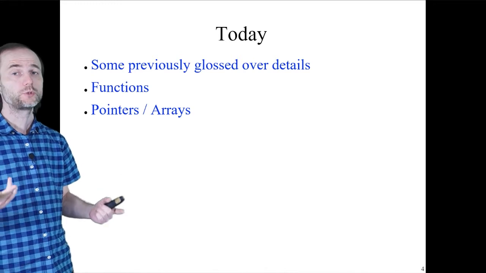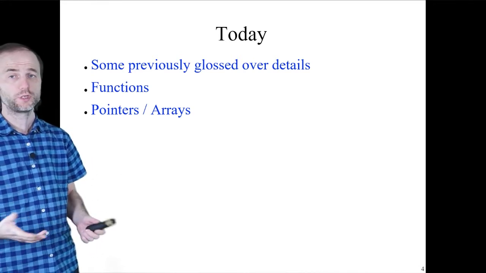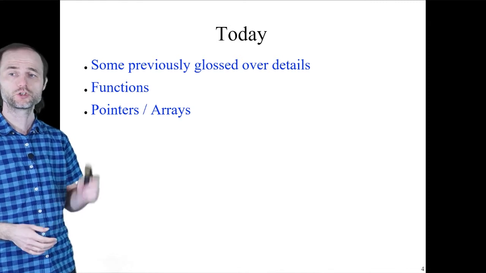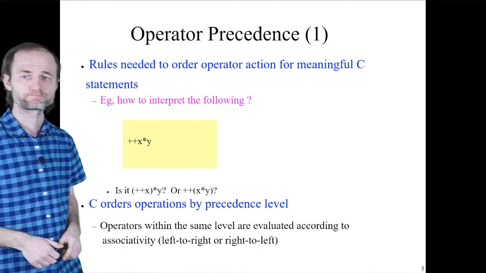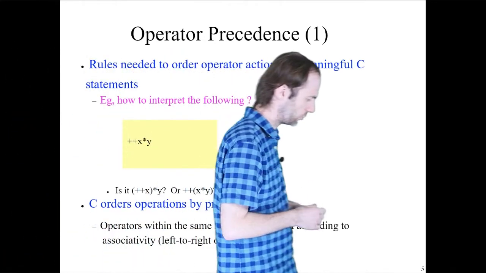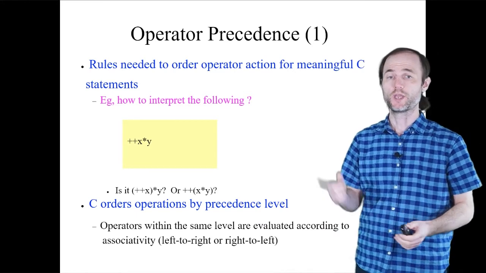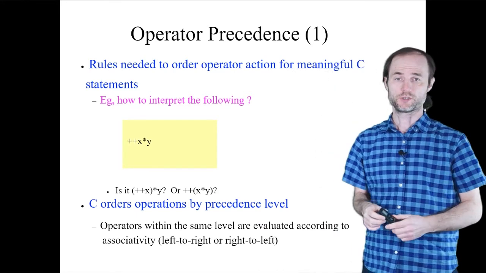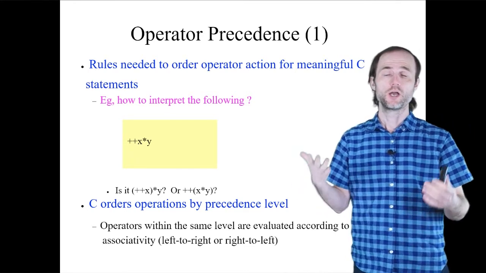Well, what are we going to be talking about today? We're going to go into a little bit more details of what we covered in the previous couple of lectures, and then we're going to get into functions and pointers with arrays. So before we get any further, there is a really important topic that we need to get out of the way, and that is operator precedence. It's really important in order to be able to understand math notation in the code.